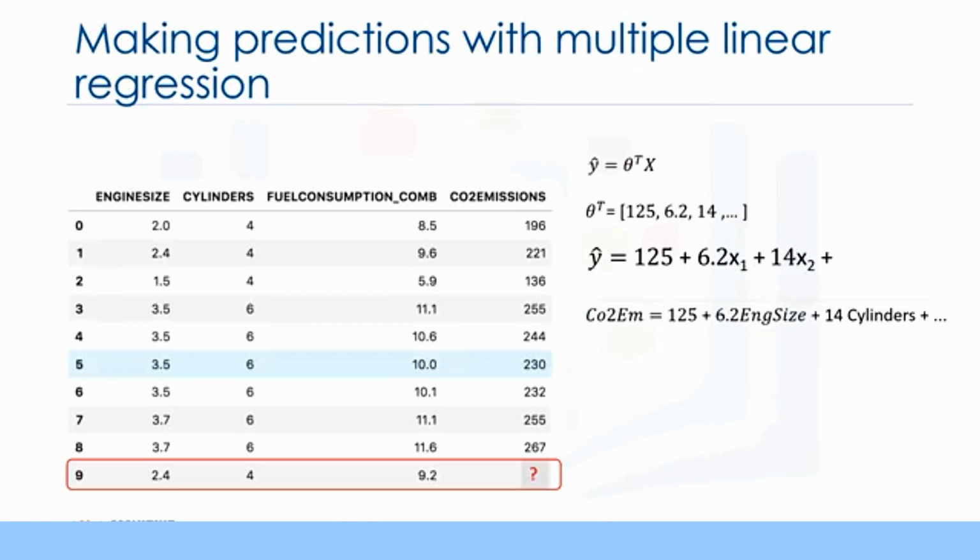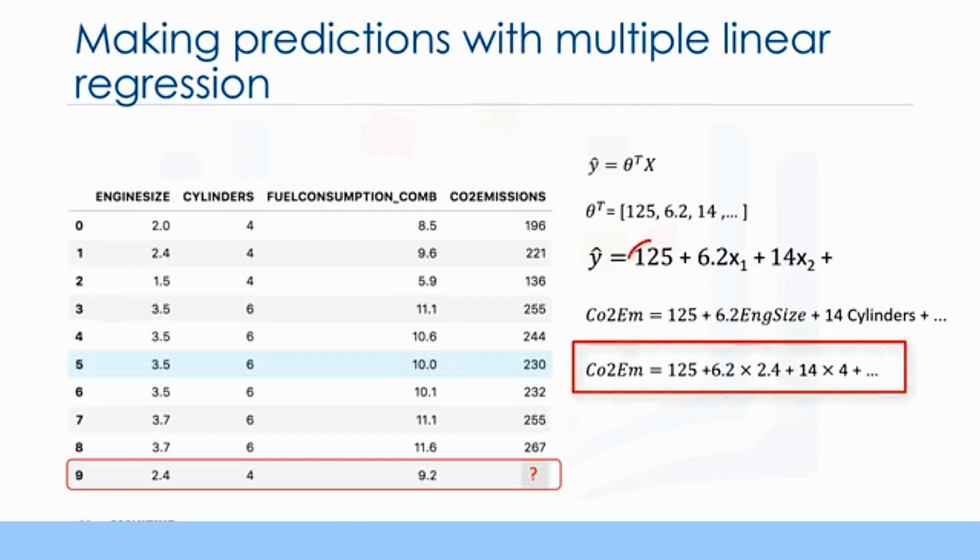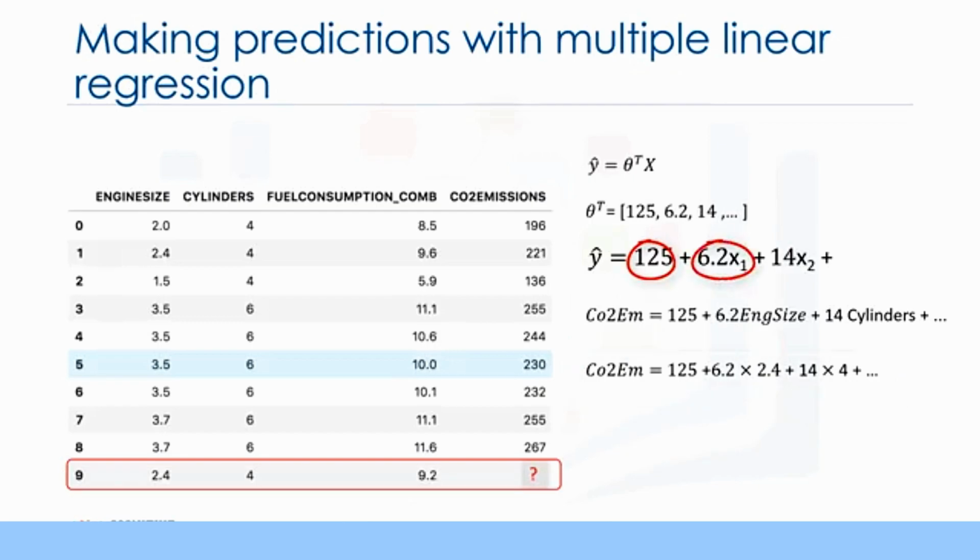As you can see, multiple linear regression estimates the relative importance of predictors. For example, it shows cylinder has higher impact on CO2 emission amounts in comparison with engine size. Now, let's plug in the 9th row of our dataset and calculate the CO2 emission for a car with the engine size of 2.4. So, CO2 emission equals 125 plus 6.2 times 2.4 plus 14 times 4, and so on. We can predict the CO2 emission for this specific car would be 214.1.